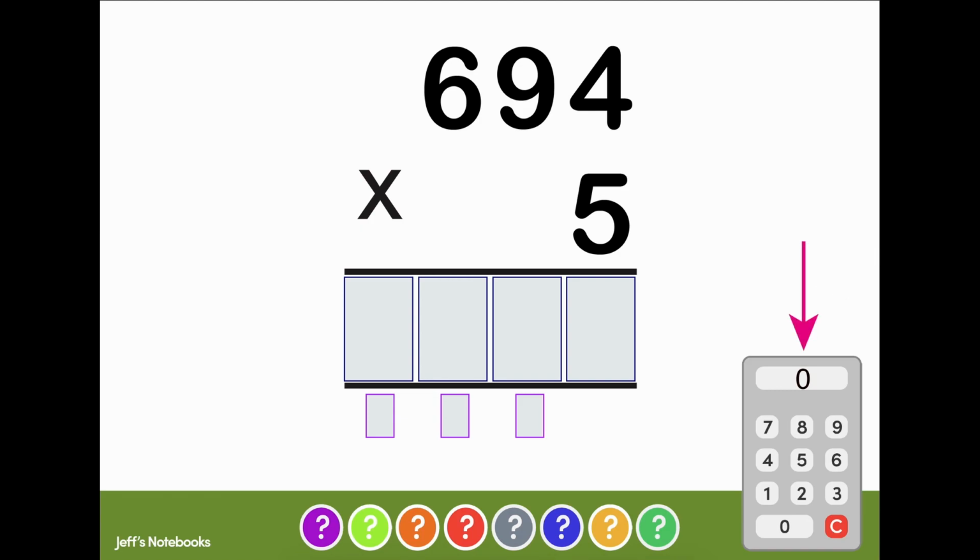Answers are entered via the keypad like this. Let's begin with multiplying the 5 by 4, which is 20. So 0 goes into the answer line, and then 2 will go into the carryover. We then multiply the 5 by 9, which is 45, plus the 2, 47. 7 goes into the tens column, and the 4 goes into the carryover.